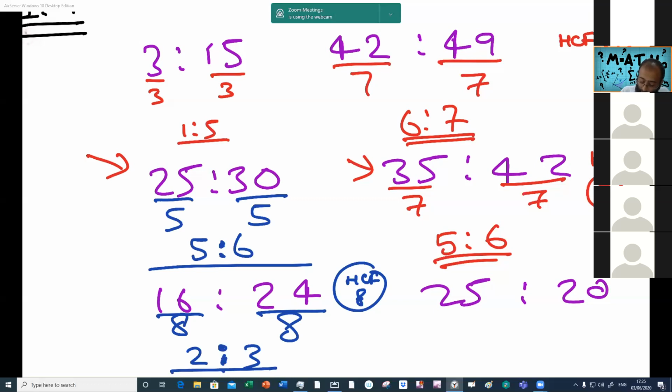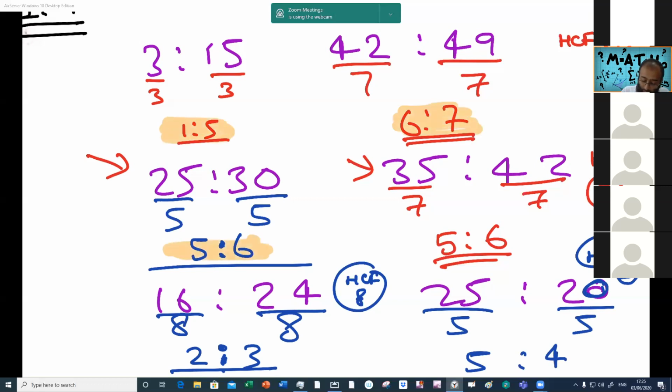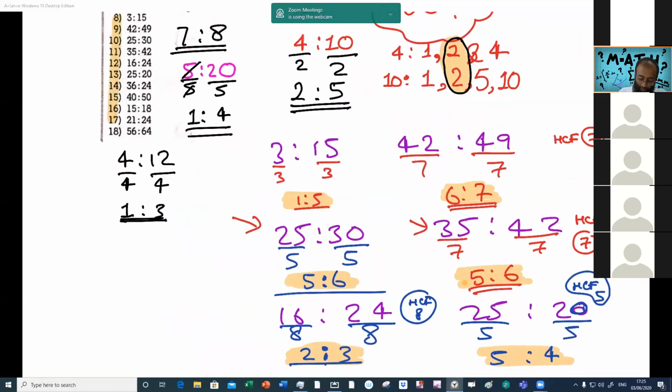And the last one, please finish it up for me, please. 25, 20. So you divide it by 5. And then you get 5 ratio 4. Okay, folks, those questions that I've just done now, please check off your answers. I know I haven't done all the questions, but we'll do the best we can, inshallah. Okay, lovely. That's a fantastic start.